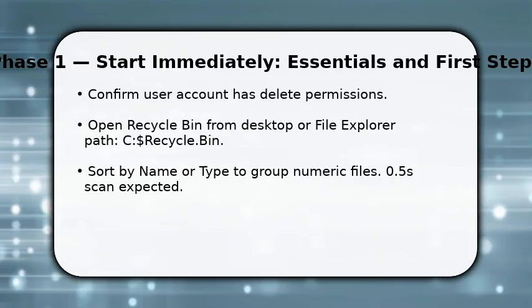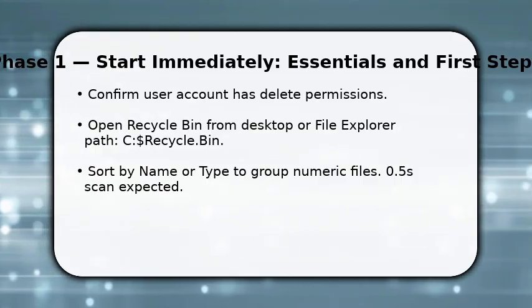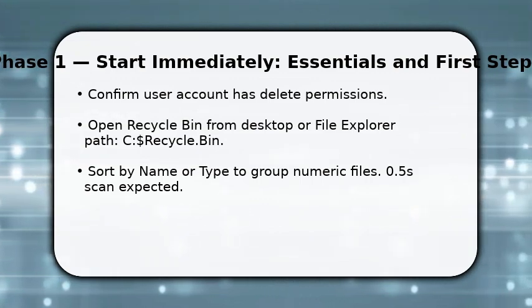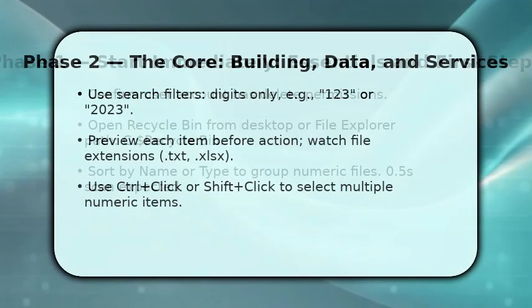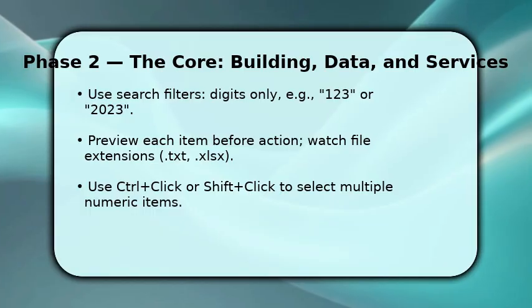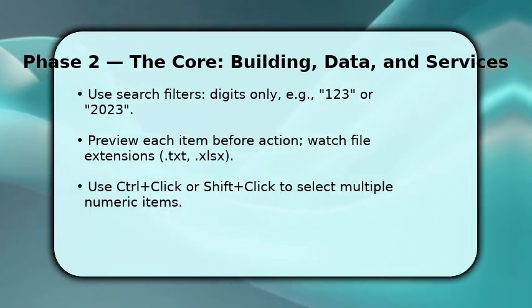If you see many items, use the search bar with a numeric filter to isolate 123 or 2023 patterns, which reduces accidental removal of non-numeric files. Now you focus on selection. Use the recycle bin search to match numeric names, and then visually scan file extensions to confirm they are the numbers you intend to delete.